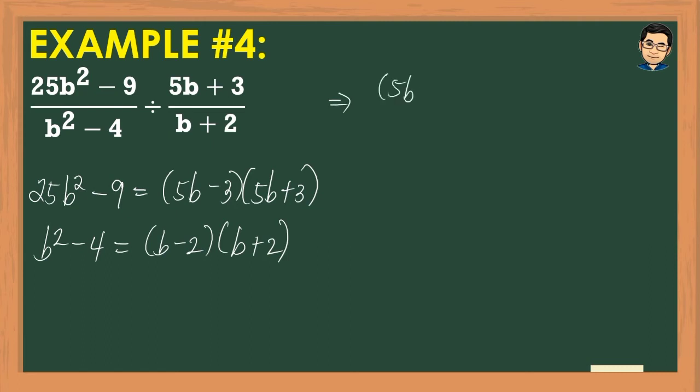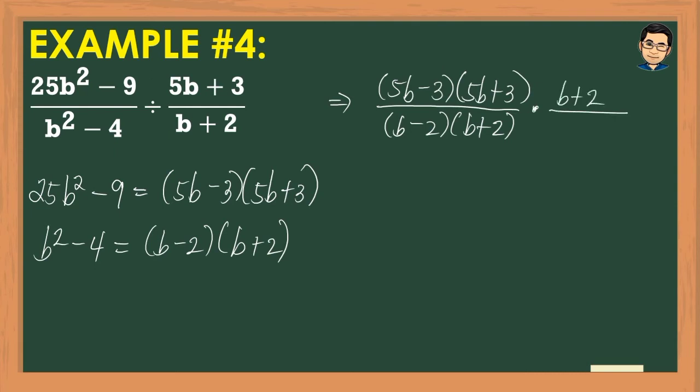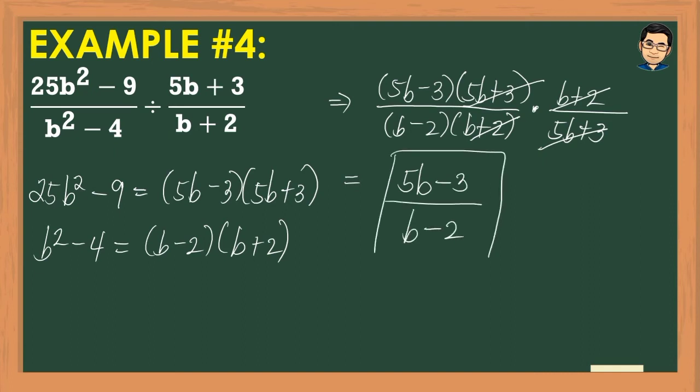So, 5b minus 3 times 5b plus 3 all over the factors of b squared minus 4, b minus 2 times b plus 2. And then the reciprocal of the divisor, don't forget, that is b plus 2 all over 5b plus 3. Now we cancel out common terms. So 5b plus 3, b plus 2. So as you can see, ang natira na lang po natin is 5b minus 3 all over b minus 2. So this will be our final answer.